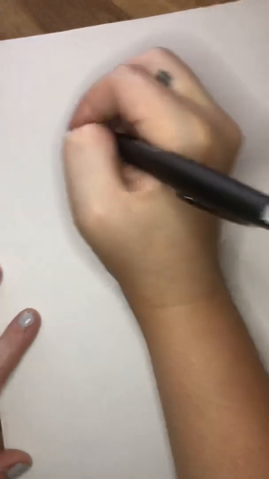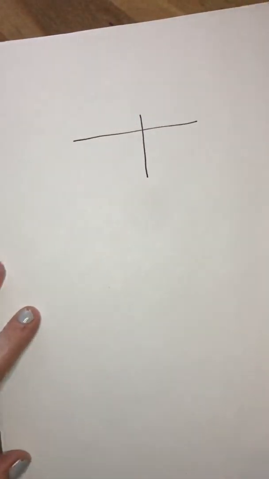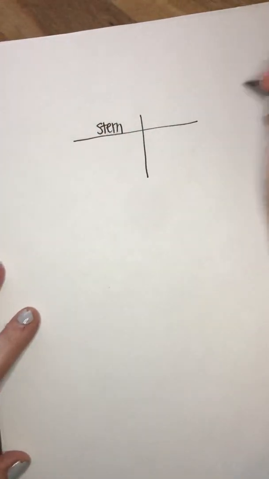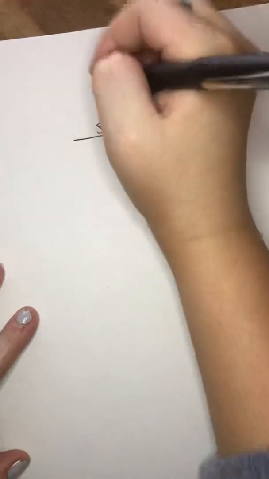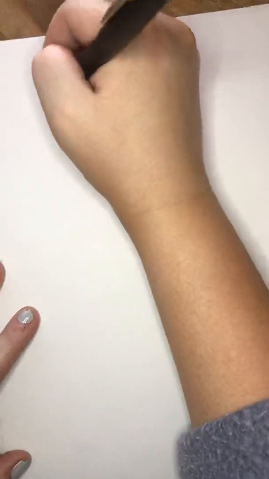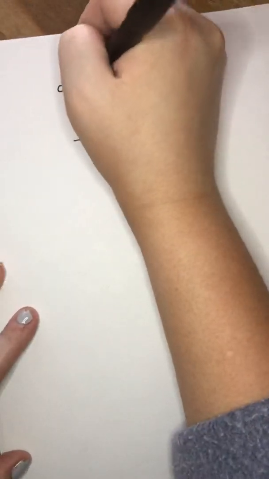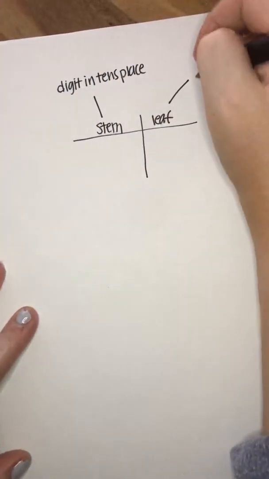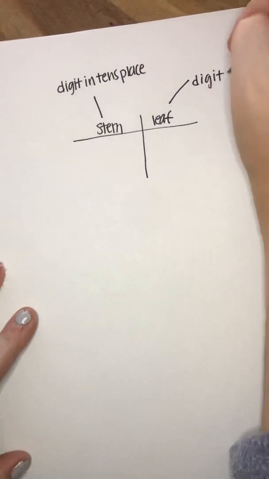Today we're learning about stem and leaf plots. So we've learned about dot plots and frequency tables. A stem and leaf plot is just another way to represent data. On the left side we have our stem, and on the right side we have our leaf. The stem is the digit in the tens place, and the leaf is the digit in the ones place.